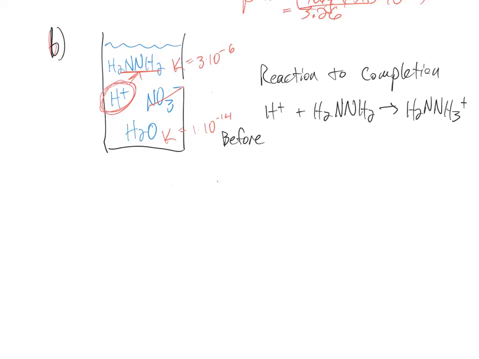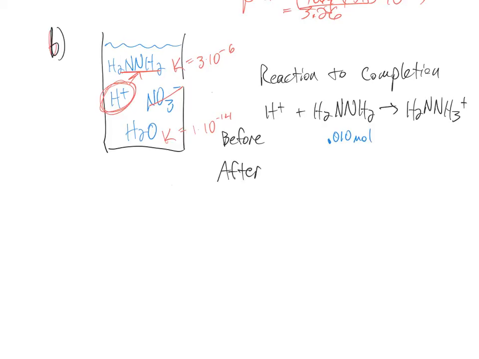We're going to make a before and after table to show the reaction to completion. And when we work out that before and after table, we'll note the numbers of moles, not the concentration in molarity. If you read the problem carefully, it says that in the original solution there was 100 milliliters of 0.1 molar H2NNH2. Multiplying the volume in liters by the molarity, we get 0.01 moles of the base.